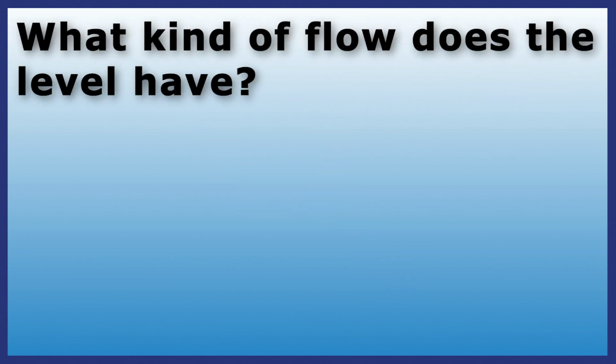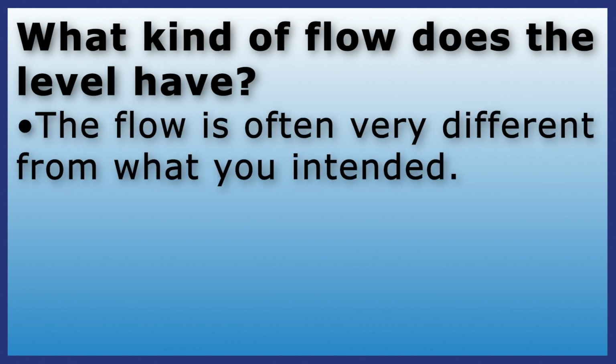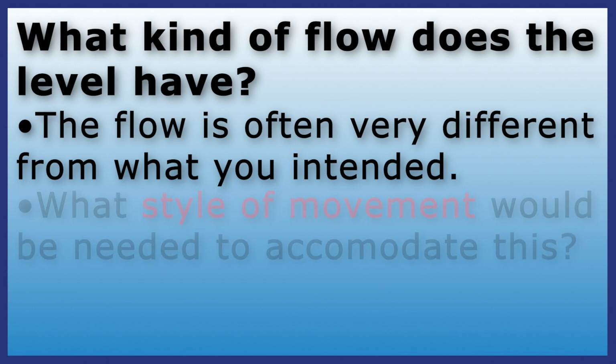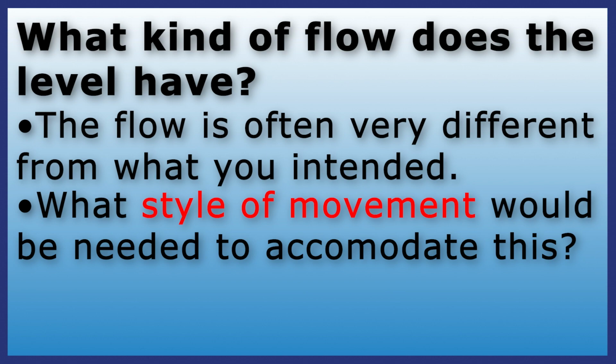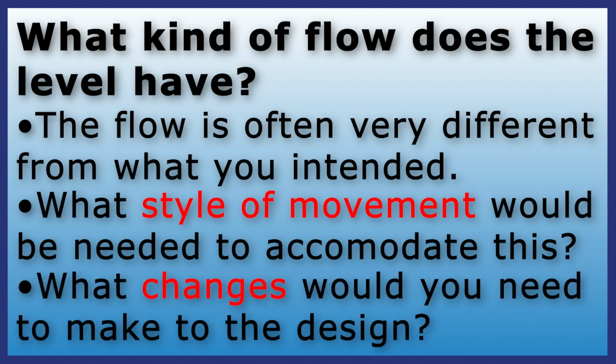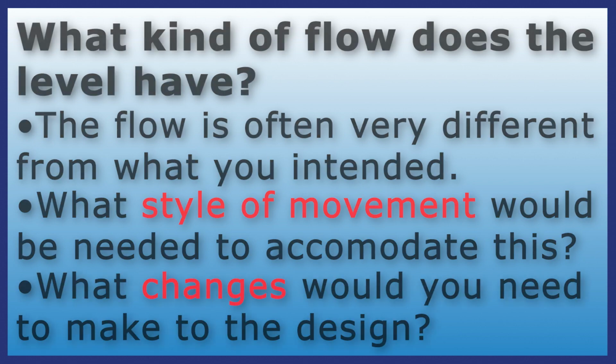A few examples of things that you should analyze during your playtest sessions include: what kind of flow does the level have? We discussed in episode 3 that the flow of your level often ends up being very different than what you envisioned once you actually start playtesting. If it is, then what style of movement would be necessary for a flow like this? What changes would you need to make to the design in order to accommodate it?